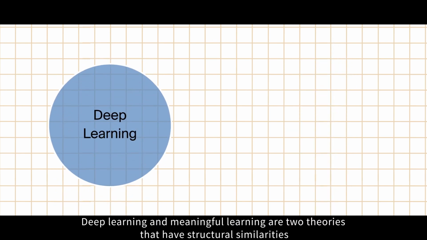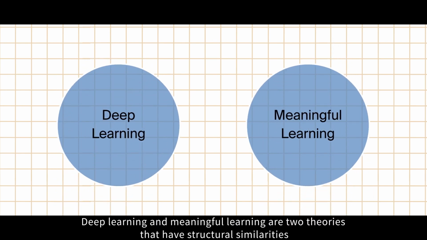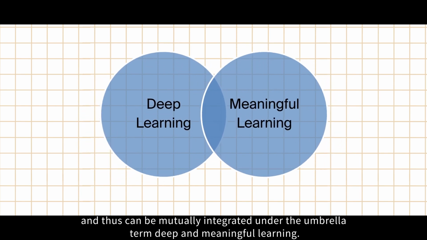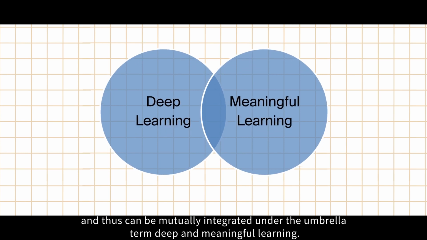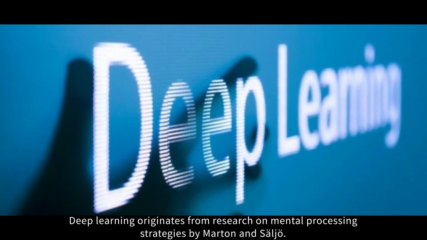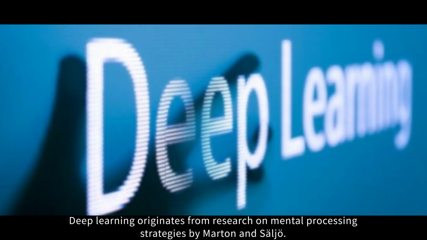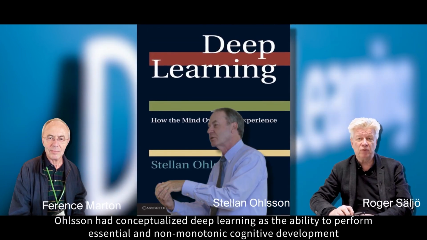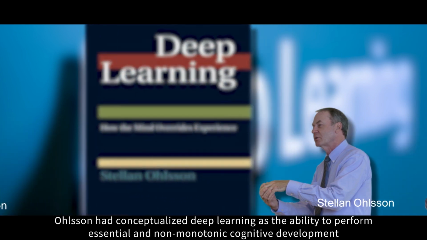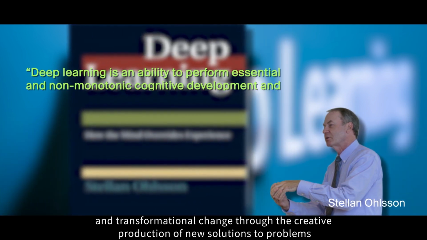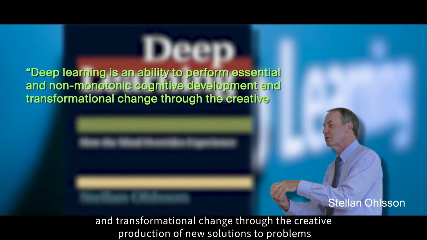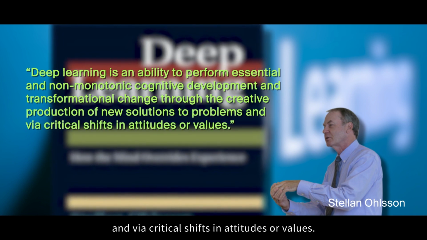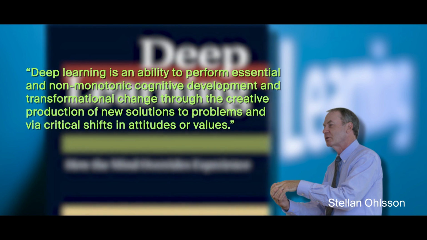Deep learning and meaningful learning are two theories that have structural similarities and thus can be mutually integrated under the umbrella term deep and meaningful learning. Deep learning originates from research on mental processing strategies by Marton and Säljö. Olson had conceptualized deep learning as the ability to perform essential and non-monotonic cognitive development and transformational change through the creative production of new solutions to problems and via critical shifts in attitudes or values.